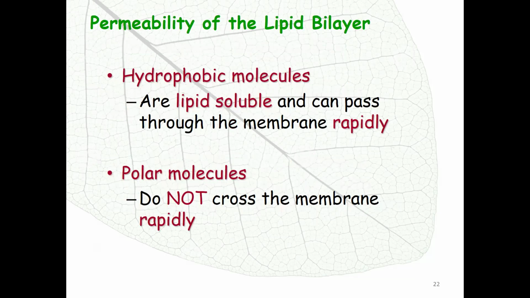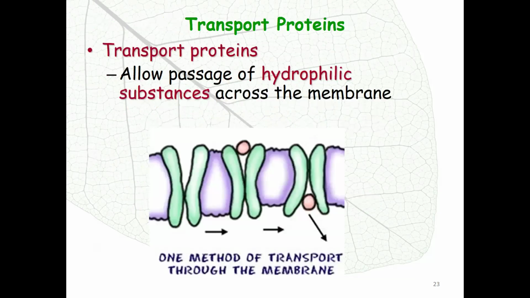Hydrophobic molecules, basically lipid soluble, can pass through the membrane rapidly. If a molecule is hydrophobic and soluble in lipid, because the membrane is a lipid bilayer, they can pass through quickly. Polar molecules do not cross the membrane rapidly because of the hydrophobicity inside the membrane.